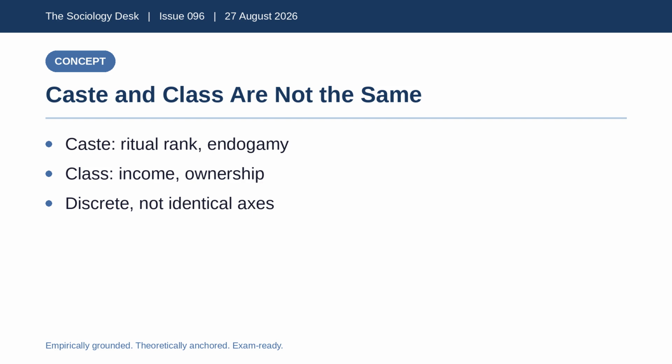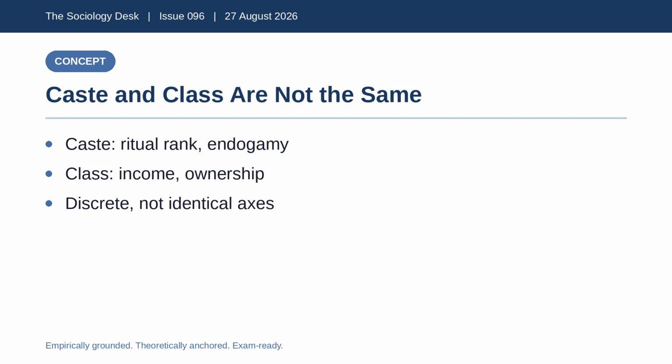Here is the core concept you must get exactly right. Caste and class in India are not the same thing, and they do not move together in a simple, straight line. Caste operates through ritual rank, marriage rules, and social avoidance, things that do not disappear simply because a person's income rises. Class operates through income, ownership, and occupation.